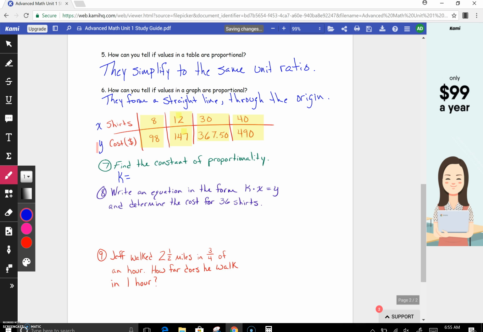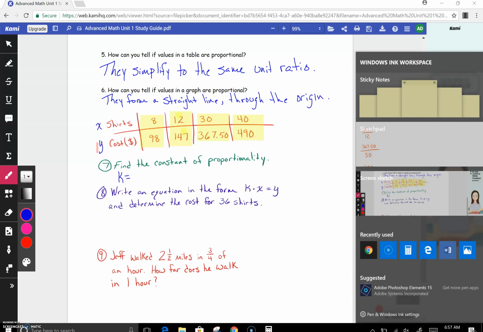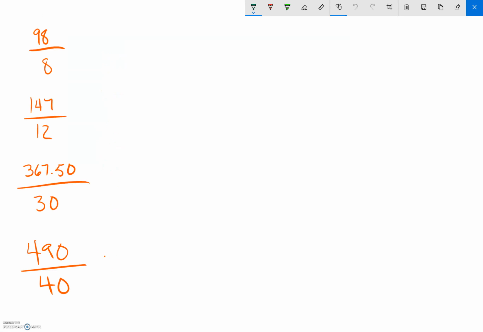So we're going to set up, and I'm going to use a different slide. You guys probably used a different piece of paper. I'm going to set up all these values on another slide so we have some room to work. Okay, so we have 4 values here, 4 ratios. The first one is 98 over 8, and let's remember that this stands for $98 for 8 shirts. And if we find a unit rate, we would divide by 8 on top and bottom. And use your calculators, but it's going to come out to 12.25 over 1.